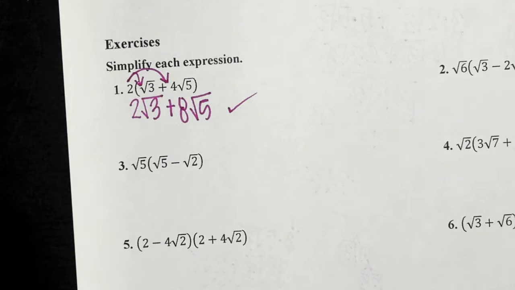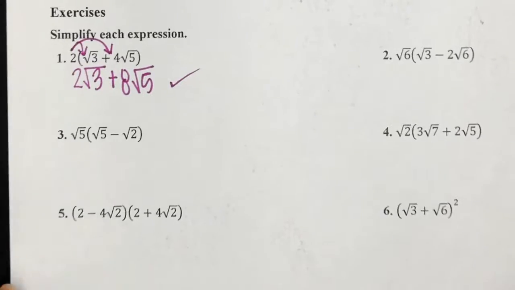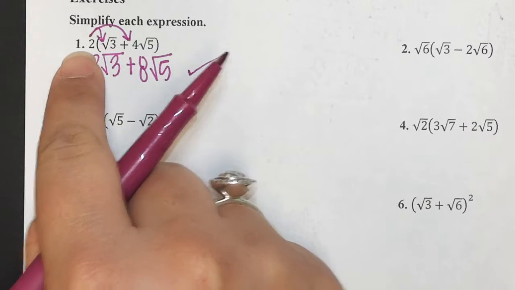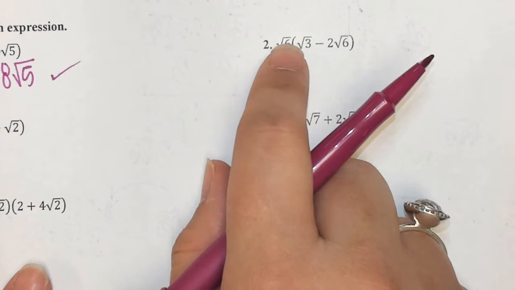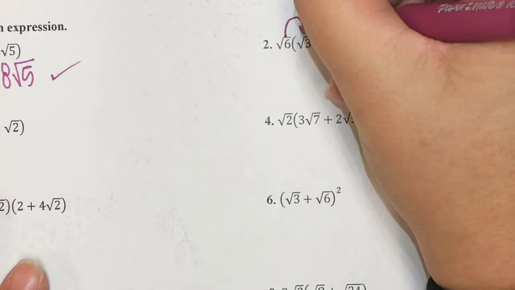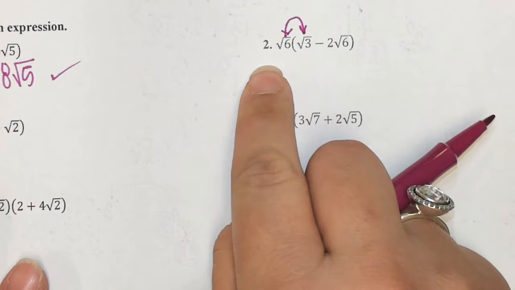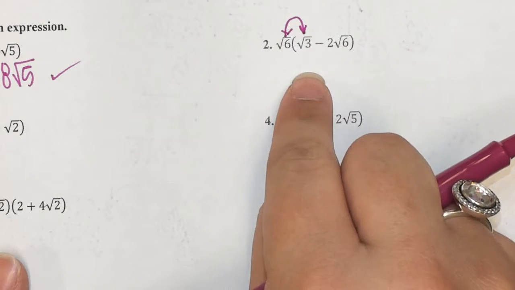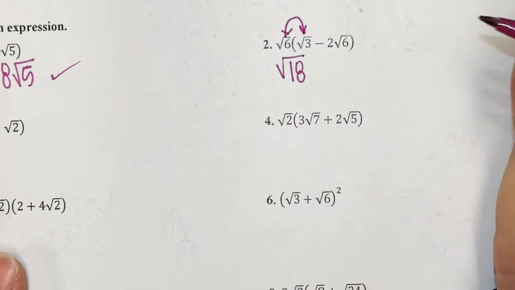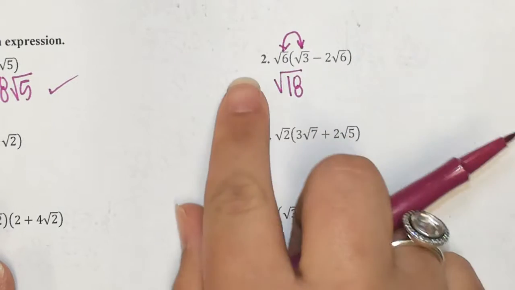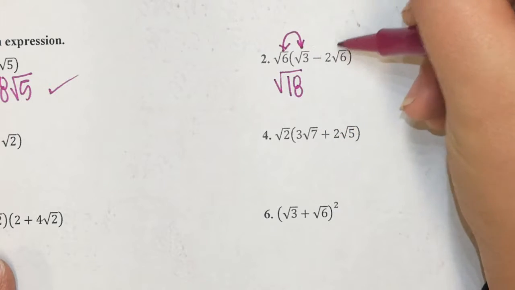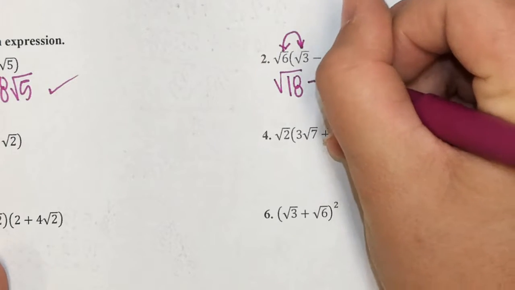Okay, let's look at 2. The difference between 1 and 2 is that here, that was just a number, 2. In this case, it's a square root. So we still have to distribute it, same thing, but you have to multiply inside by inside. So the square root of 6 times the square root of 3 is the square root of 18. What's in front of the square root of 6? 1. So 1 times negative 2 is just negative 2.